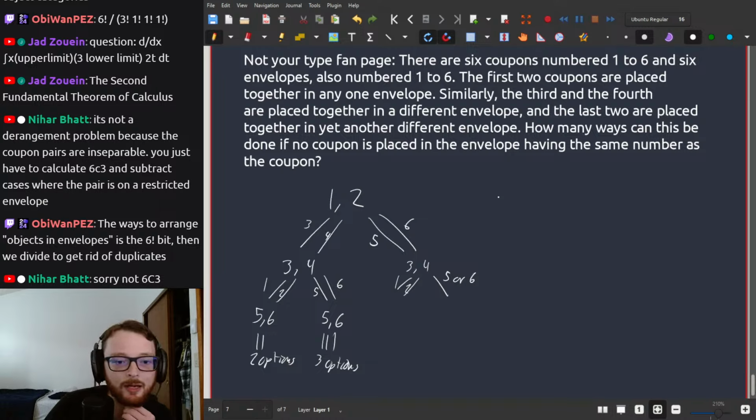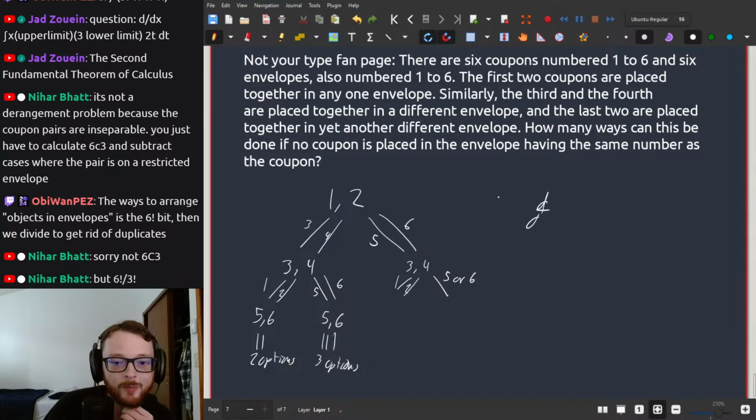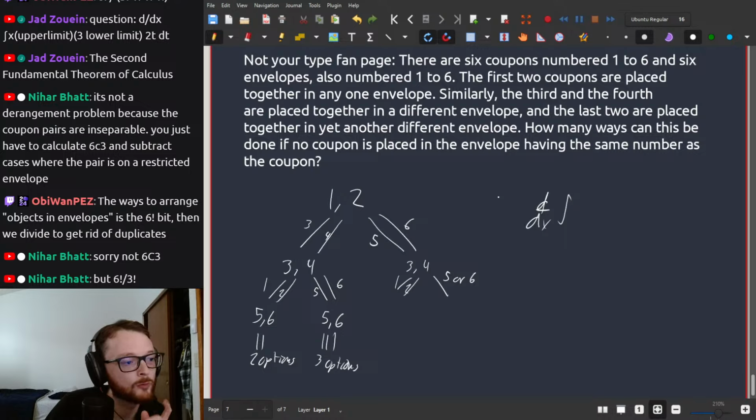So I'm just going to quickly do Jad's question, then I'll come back to this choose problem. Jad wants to do the derivative of the integral from 3 to x of 2t dt. And the fundamental theorem of calculus says that when you have this situation, you basically just take what's inside the integral and plug in x instead of your dummy variable. So it's just 2x.